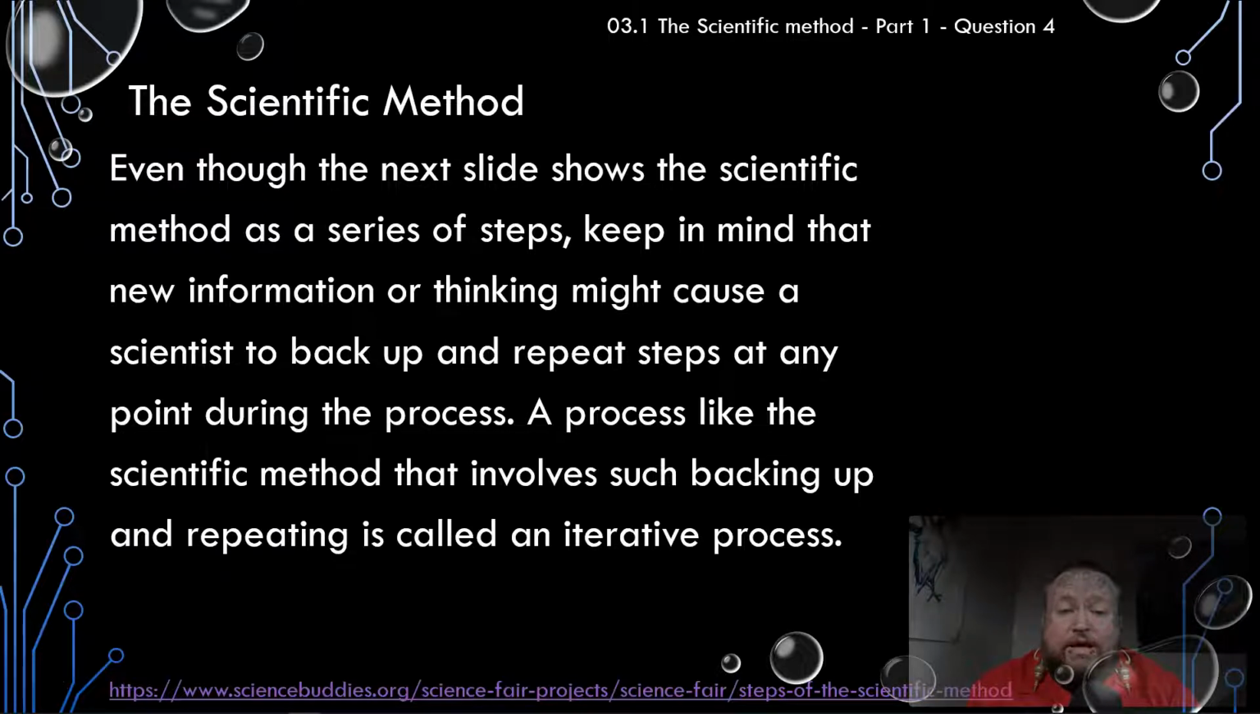So even though the next slides and the next videos show the scientific method as a series of steps, keep in mind that new information and thinking can cause a scientist to back up and repeat steps at any point in the process and think in new ways. So even though there are steps, you may realize, oh wait, this is not working. We've got to stop and maybe go back and change our hypothesis. The new information I found is showing that no, I can't keep going with this and I have to restart the experiments or change the overall process. The idea is that when you're going through this process, you're learning as you go as well.